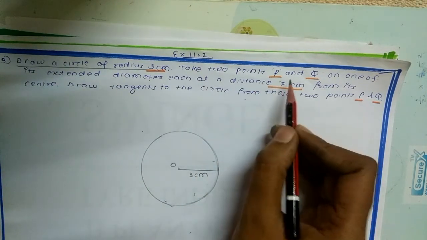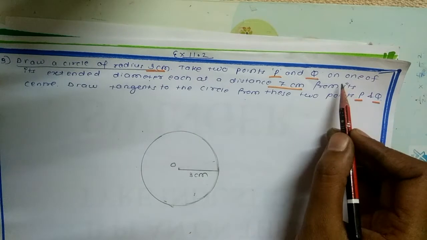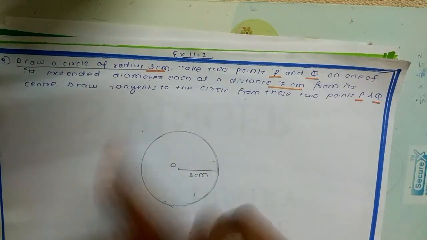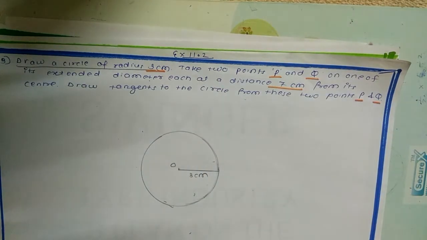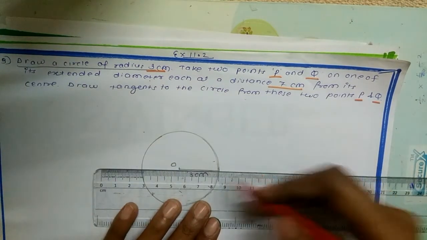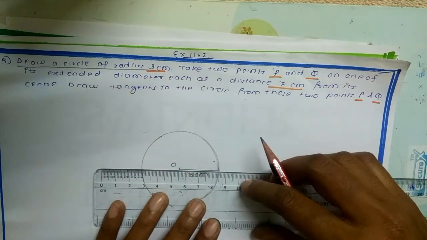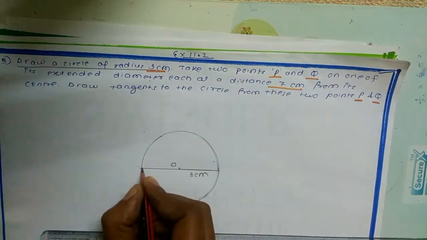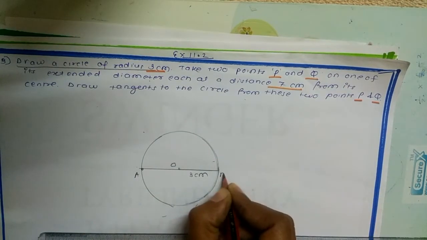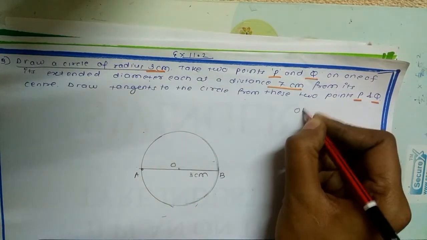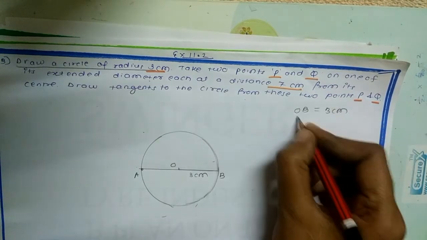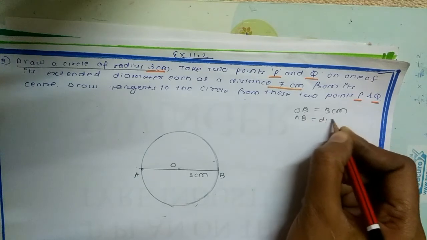Take 2 points P and Q on one of its extended diameter. So first of all, we will draw its diameter. To avoid confusion, I am going to take the same radius, and on the same radius we will take the diameter. I will name this diameter AB. So here OB or OA you can take as 3 cm, that is the radius, and AB is the diameter.